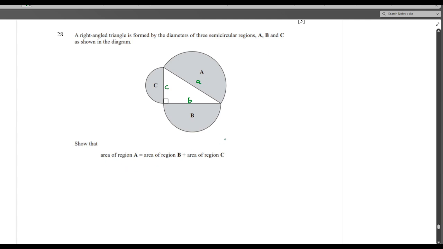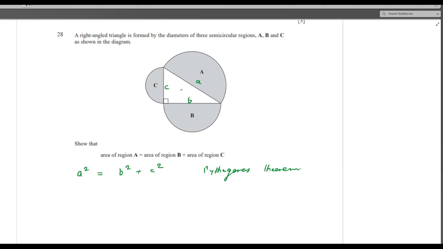So what I know is that A square is equal to B square plus C square. This is your Pythagoras theorem, right angle triangle. Now to find the area of a semicircle, I need the radius. So for this semicircle, the radius is going to be A divided by 2. Basically, if I divide everything by 4, I get A square divided by 4 equal to B square divided by 4 plus C square divided by 4.